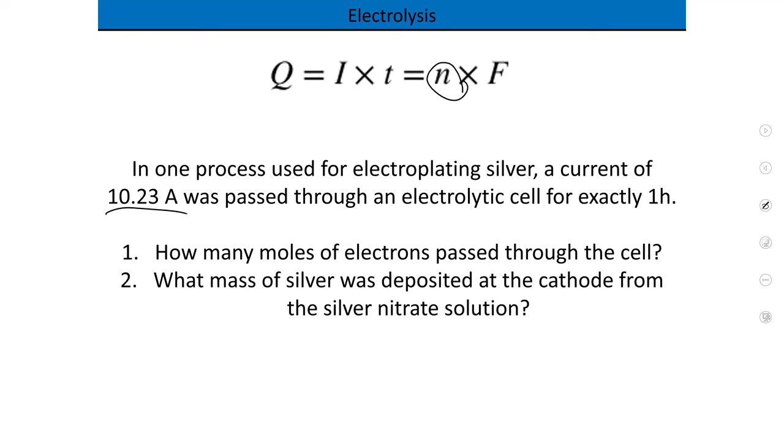Well, moles of electrons, that's n. F is a constant, it's Faraday's constant. I is current. And lowercase t is time, in seconds. And our current is always in amps.